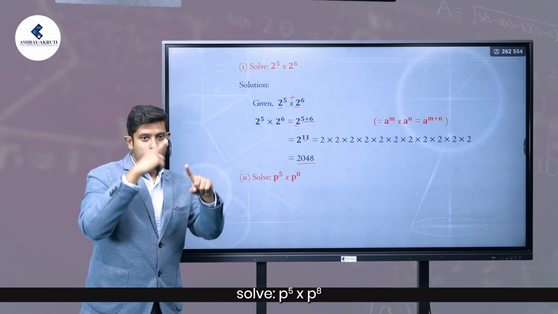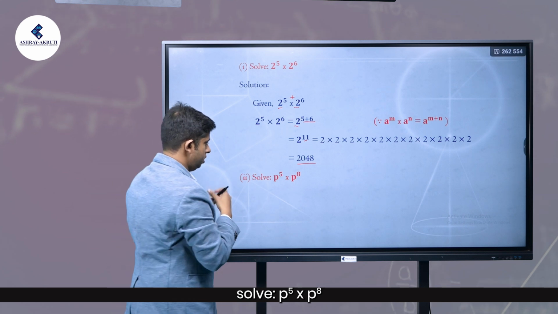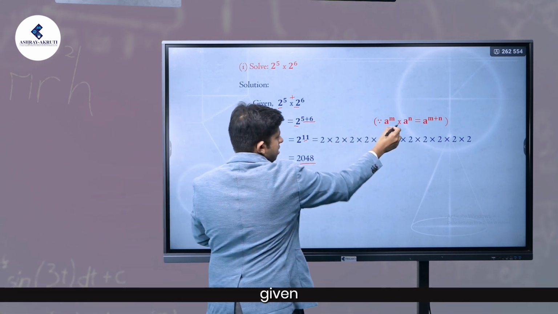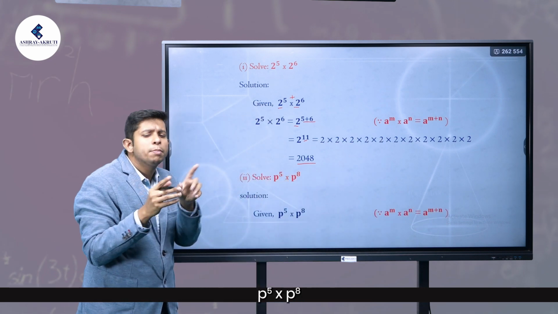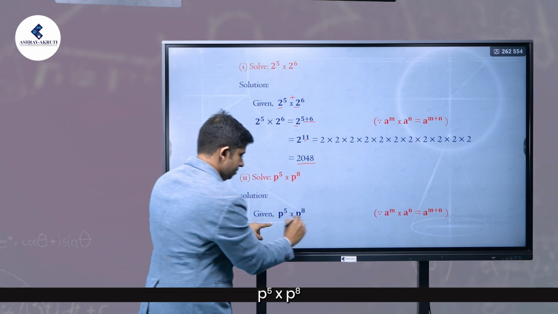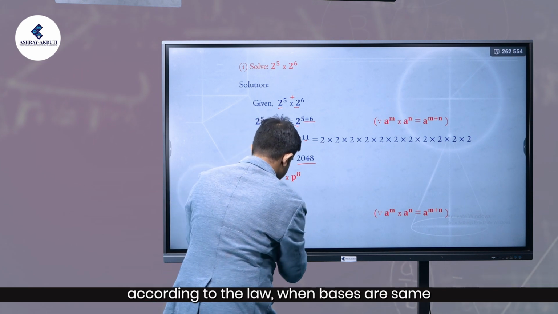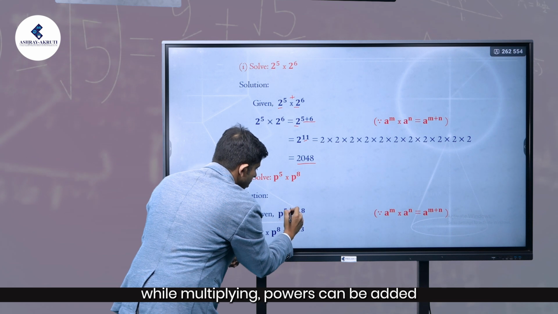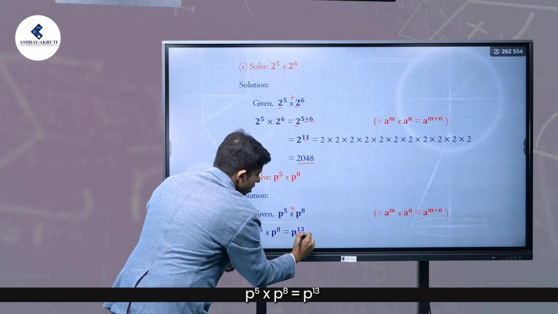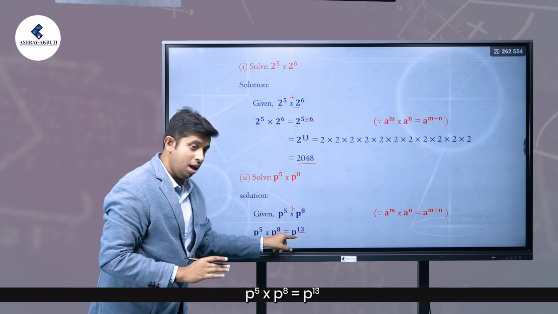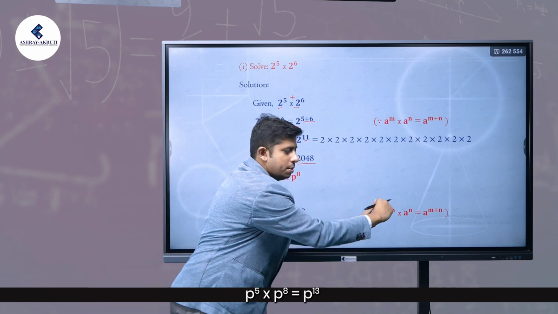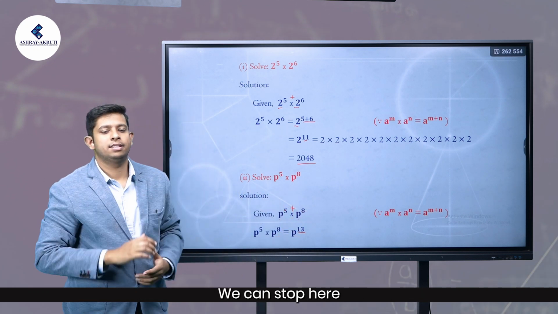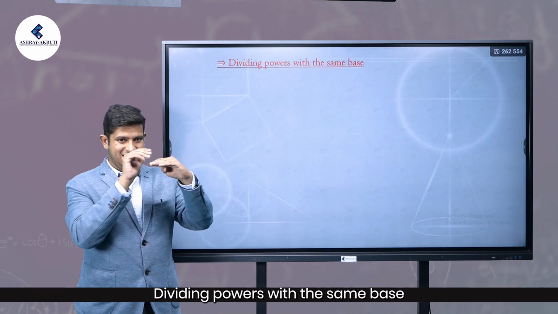Solve p to the power of 5 into p to the power of 8. Given p to the power of 5 into p to the power of 8. According to the law, when bases are the same while multiplying, powers can be added. p to the power of 5 into p to the power of 8 is equal to p to the power of 13. Here p is a variable and doesn't have any value, so we can stop here.